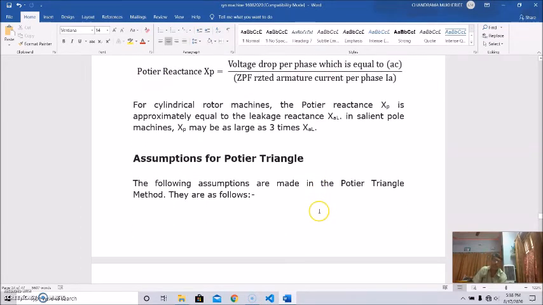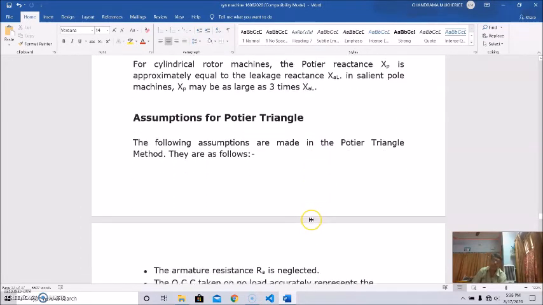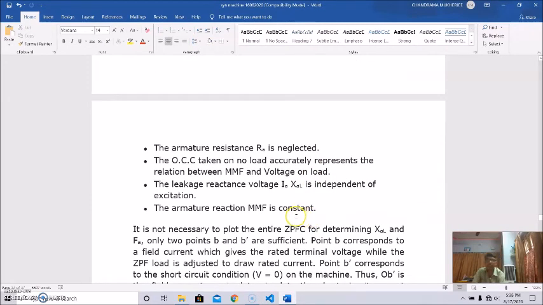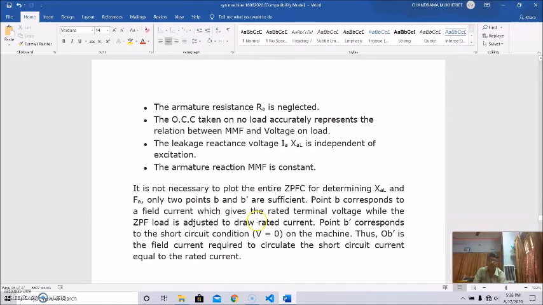So what are the assumptions made for the Portier triangle? The assumptions are: armature resistance is neglected; the open circuit characteristic, taken on no load, accurately represents the relation between MMF and voltage on load; and the leakage reactance voltage IAXL is independent of the excitation. So the armature reaction MMF is constant, and it is not necessary to plot the entire ZPFC for determining XL and FA. Only 2 points, B and B dash, are sufficient.